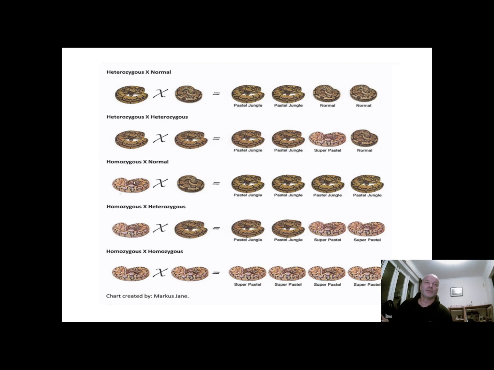with the super form, or in the case of recessives, one parent can only pass on one gene. They can't pass on both. So if you put a super pastel to a pastel, then you should end up with a 50-50 clutch, a couple of pastels and a couple of super pastels. And if you put a super pastel to a super pastel, you will end up with all super pastels.